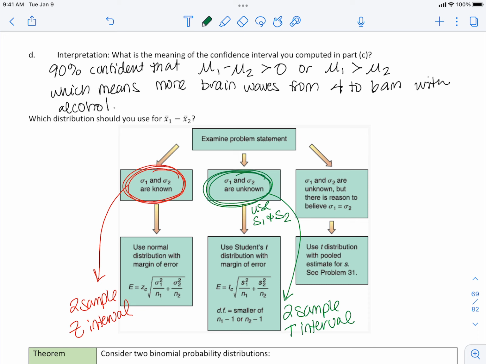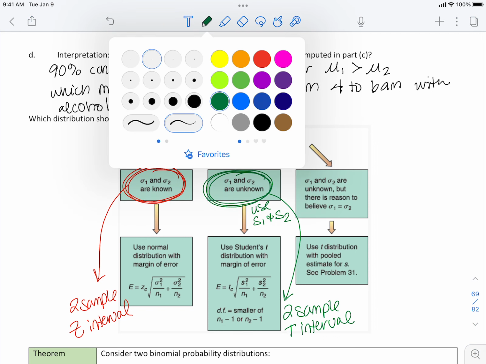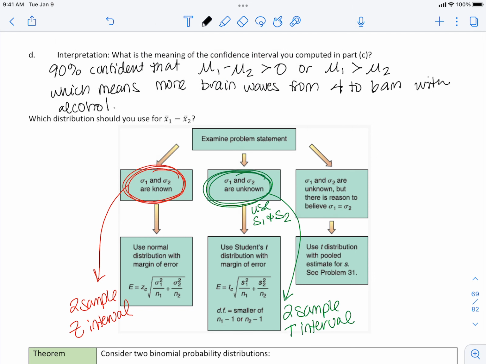Again, for each of these, you can use the formula or you can use the calculator. The last scenario over here is when sigma 1 and sigma 2 are unknown, but there's reason to believe they are the same. This case is very rare. And it says use the t-distribution with pooled estimate. If you were to do a specific problem, they would tell you that your sigma 1 and sigma 2 are the same, and that's the only time you'd use the pooled. So again, only in rare cases, and you would be told if that was going to be true.